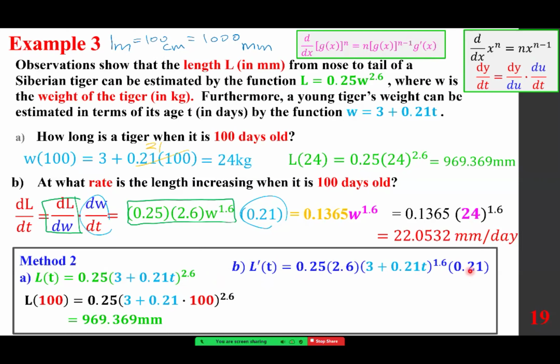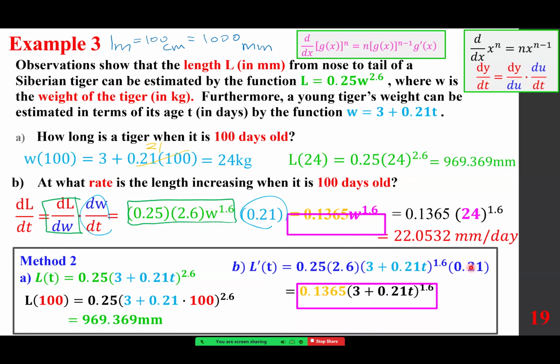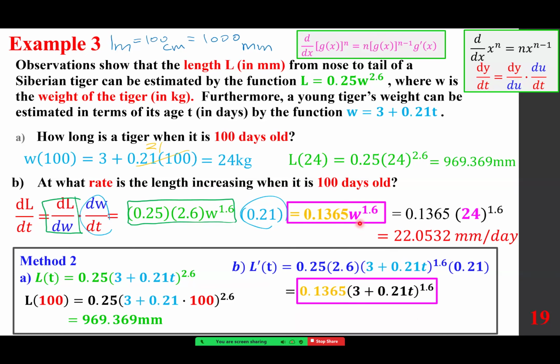And if I multiply this number and this number, I get 0.1365. This one, and this one. And as you can see, these two are identical. If I change the W as I mentioned before, to 3 plus 0.21t, I get this one. And right now, if I replace the t with 100, I get the same answer that was found here.